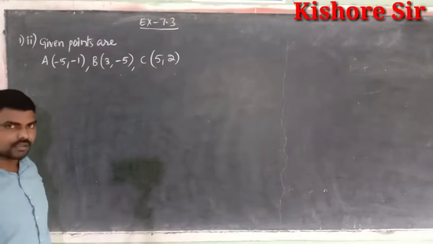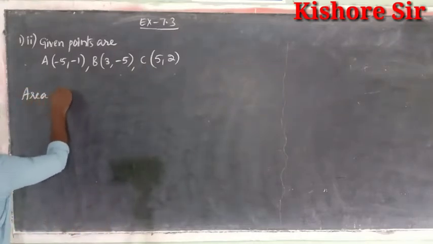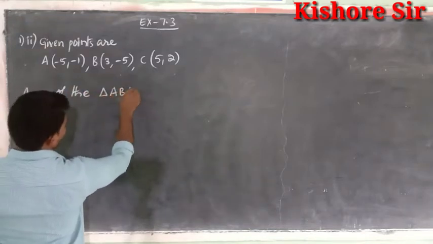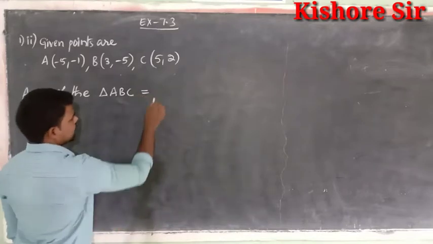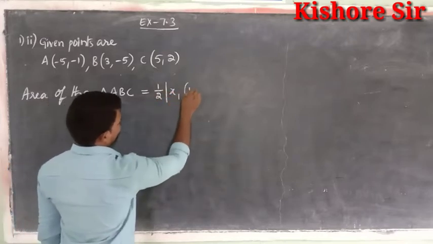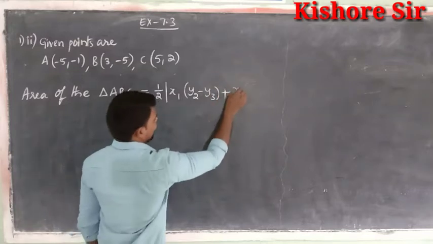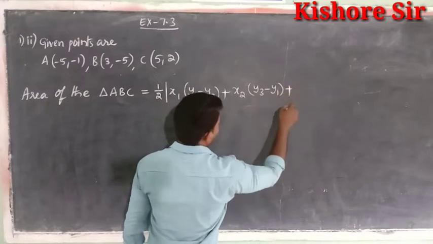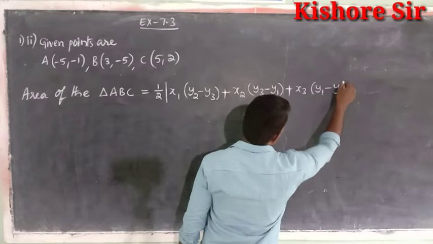The formula: area of the triangle ABC is equal to 1 by 2 modulus x1 into y2 minus y3 plus x2 into y3 minus y1 plus x3 into y1 minus y2.